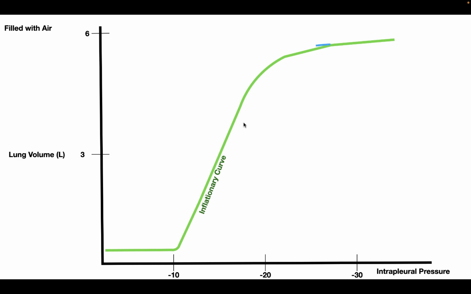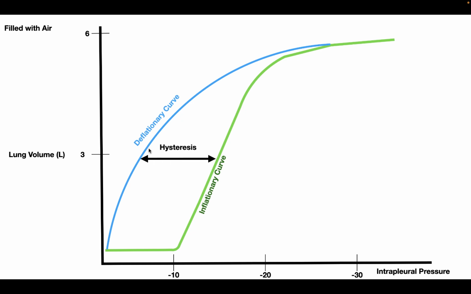Now, if we compare this to the deflationary curve or limb, the deflationary curve looks at a lung that is not completely collapsed. It starts from a lung that is completely filled, and then as we increase the intrapleural pressure, we see that the lung volume starts to decrease. But the lung volume decreases at a faster rate than the inflationary curve does, and it also increases volume at a faster rate than the inflationary curve does.